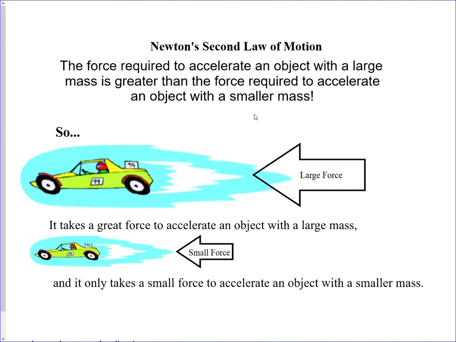So if we take a look at these two cars here, we have a bigger car and we have a smaller car. The larger car is going to take a greater force to accelerate because it has a larger mass, right? Now, if we look at this little car, almost like a toy car, it has a smaller mass, therefore a smaller force is needed to move it or to accelerate it. Okay, it's based on size and how much mass it has, and the relationship. The more massive it is, the more force you're going to need to help accelerate it.